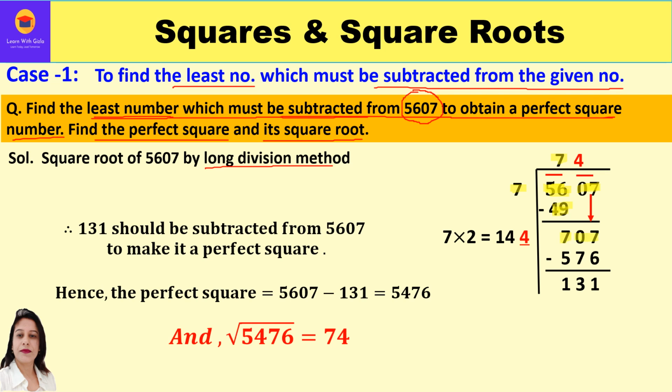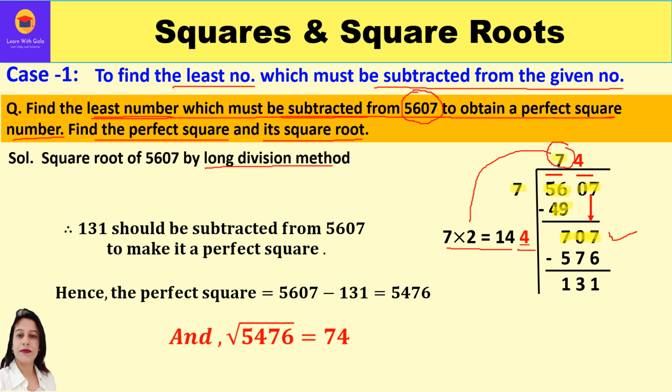Further, bring down the next period, that is 07. So 707 is the new dividend now. We have to think of the divisor now. So what we are going to do is take the quotient and double it. 7 into 2 is 14, and put a blank over here. Now think of a number that should come in this blank next to 14 so that the product is either equal to or less than 707.